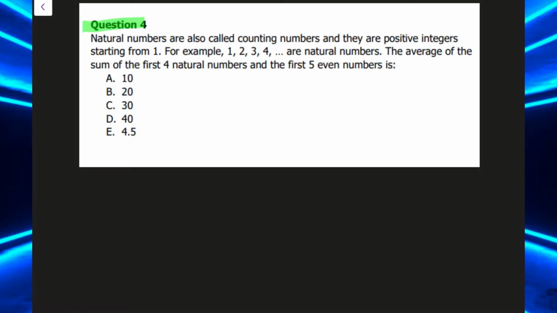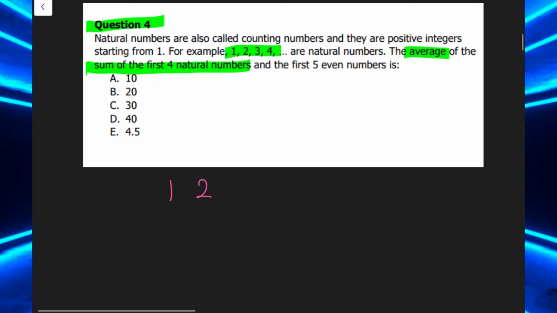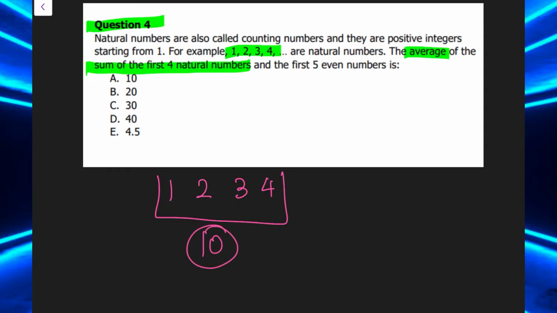We are on question number 4. Natural numbers are also counting numbers and they're positive integers. For example, 1, 2, 3, 4. They are the natural numbers. We have to find the average of the sum of the first 4 natural numbers. Let's write them down. 1, 2, 3, 4. Their total is 10. All right, and let's read the second part.